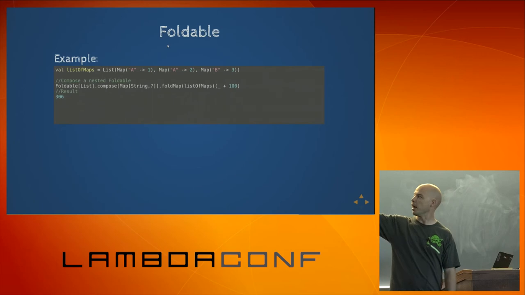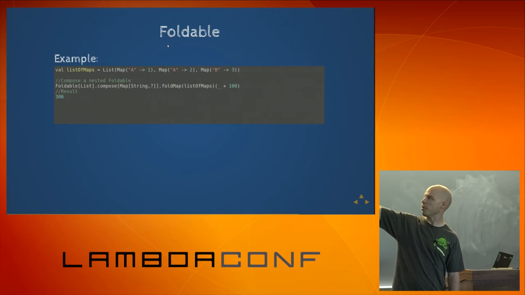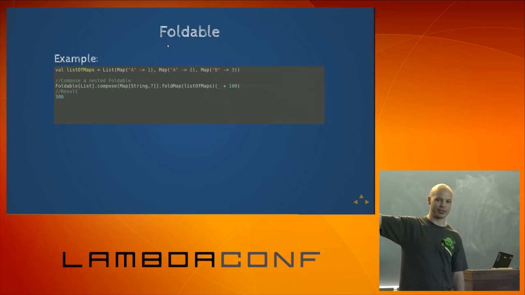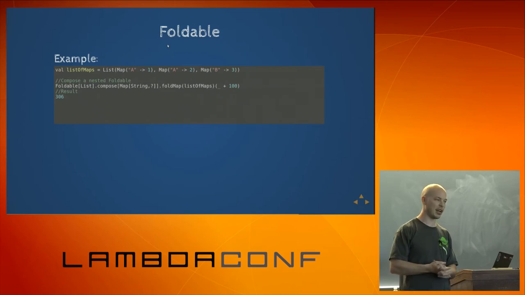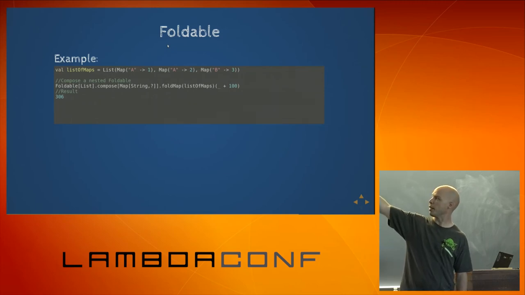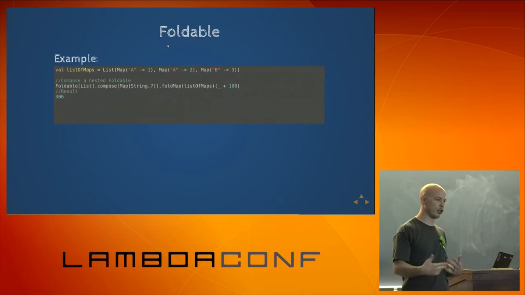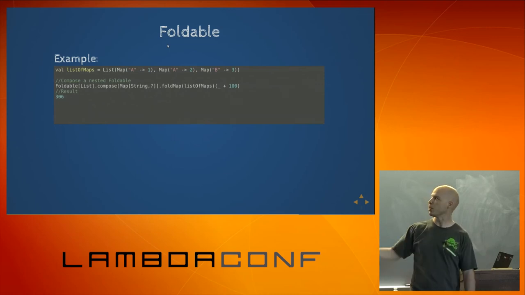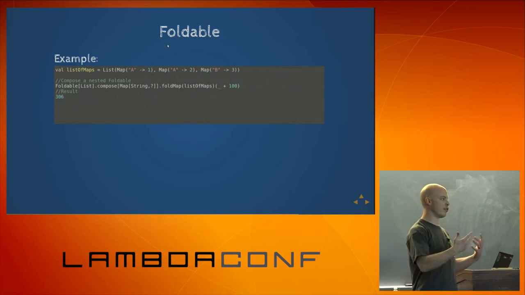So here I summoned a foldable of list. I composed that with a foldable for map of string to some value, and here I'm not using the super ugly syntax of symbols for that type, I'm using kind projector, which if you deal with higher kinded types at all, you should probably take a look at. But then I foldMap over that list of maps up top. And just for a change of pace, instead of doing just the identity function, I added 100 to each value. So what this does is it takes 101 plus 102 plus 103 and returns you the value.